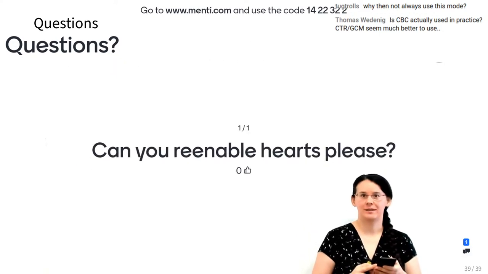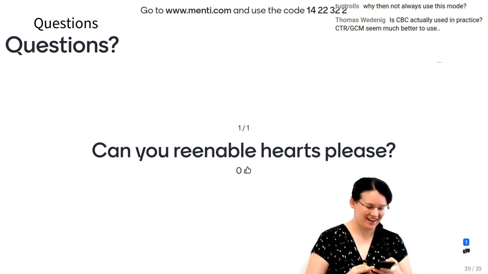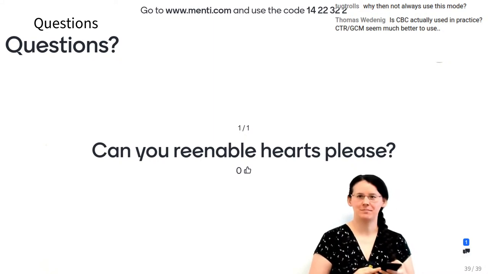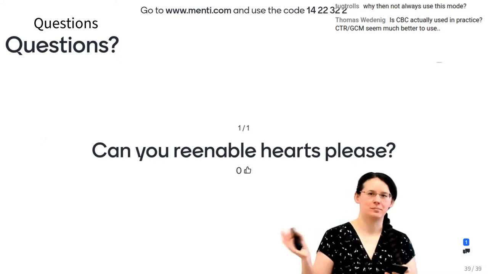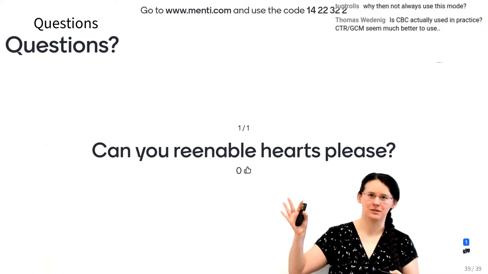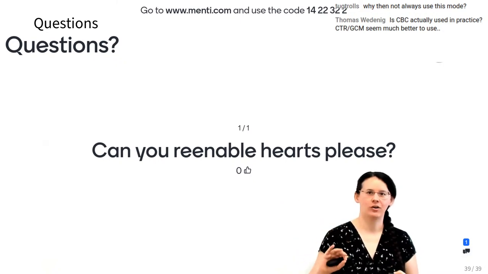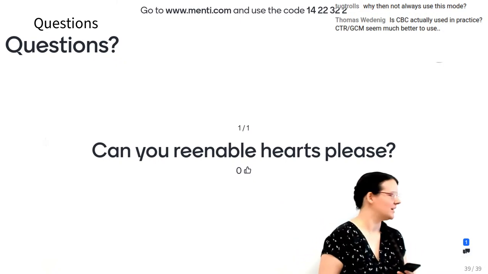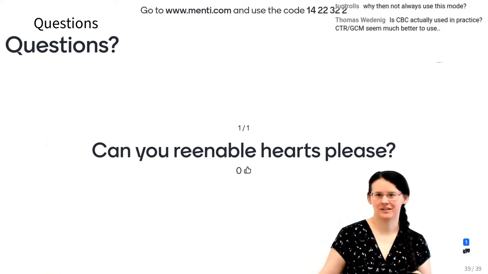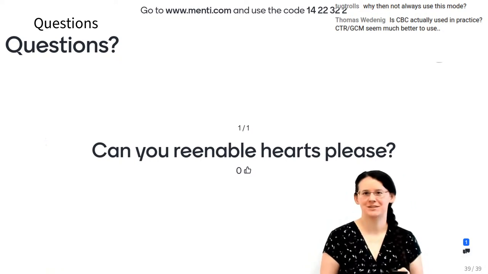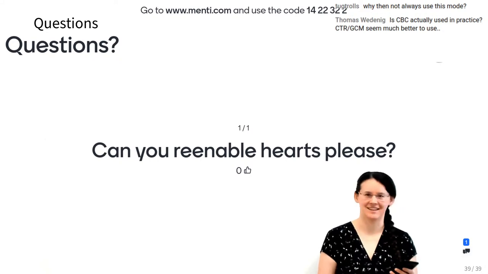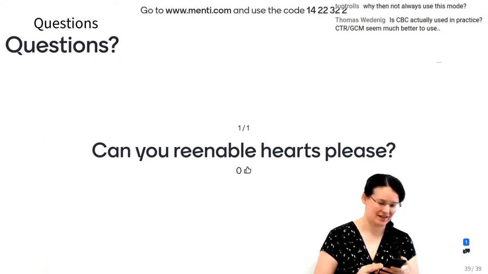Then can I re-enable the hearts, please? I actually didn't actively disable them, but it could be that I had an empty slide. When I prepare this, I always have these empty slides between the mentee questions, and there I always have to actively enable the hearts. I think I usually did, but if I forgot, then my bad. I will do so again next time and check that it's enabled everywhere.